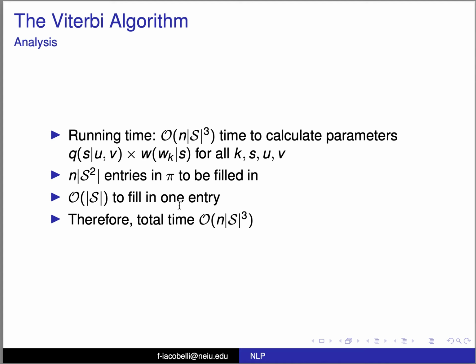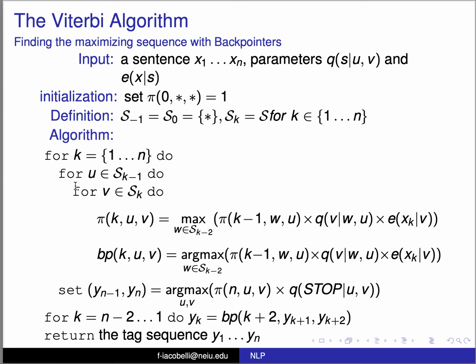And a few notes. The running time to compute this is of the order of n times the tag set to the third power, because there are 3 for loops where we loop through all the tags: 1, 2, and then to compute this max or argmax, I'm looping through tags here. So that's the third for loop over tags.